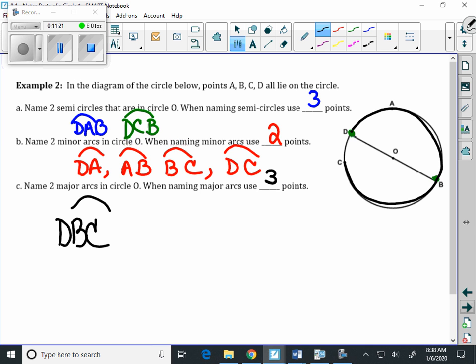Or we could say something like arc CBA. CB, and we stop over here at A. And it says name 2. There's probably more, but that at least gives you an idea of a major arc. Again, let me point out, semicircle, you use 3 points to identify a semicircle. Major arc, 3 points to identify a major. Minor only takes the 2.